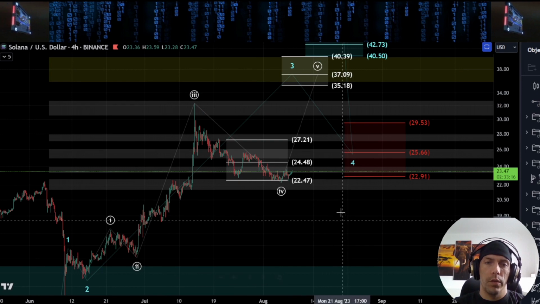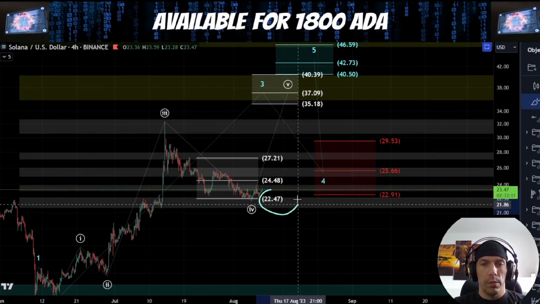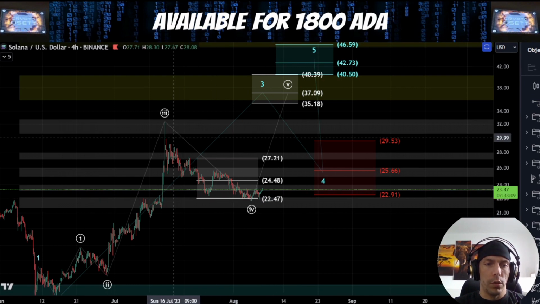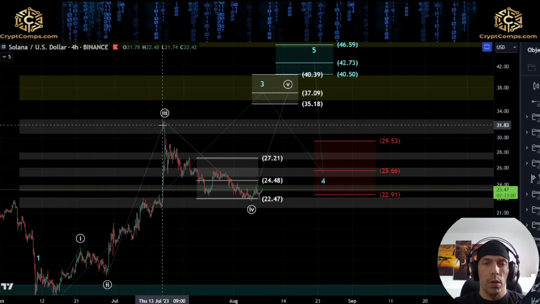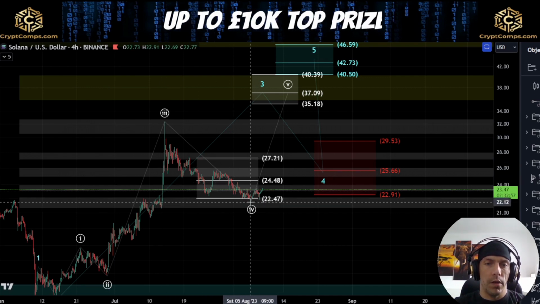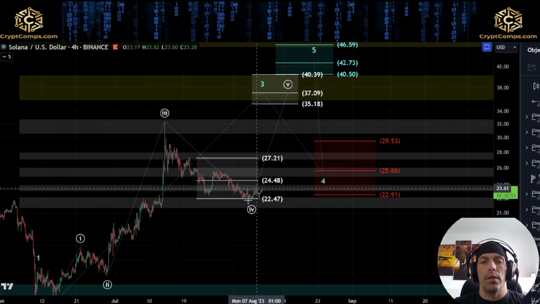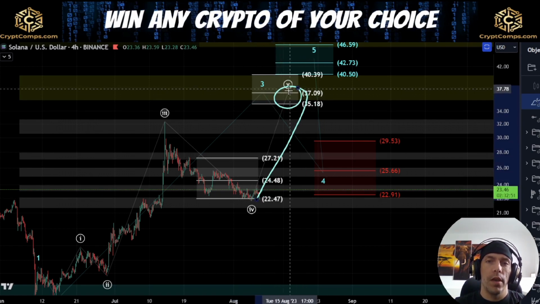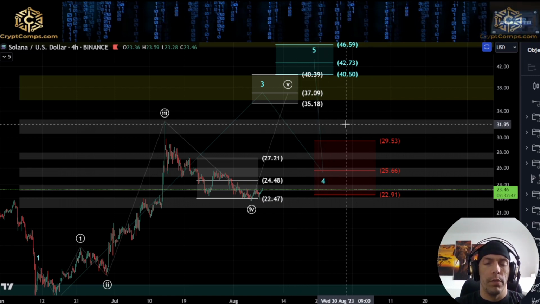There is another way of counting this. We're going to go over it in a second. Effectively, if this is the case, we're looking for this 2247 to hold. Now this fourth wave is quite big in comparison to this wave 2 here, but it is still within that 3 times the size. And if we are looking at this moving directly up here, this would still be valid. Now, if this is the case, what we could potentially see is a fifth wave move up towards this 40 cents 39 to this 35.18.